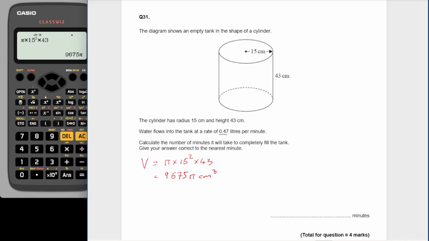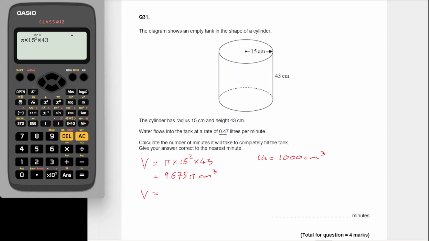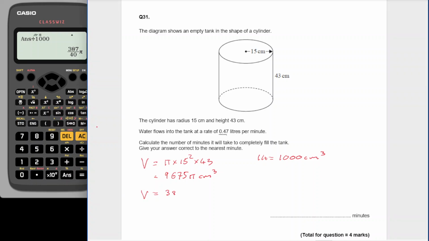Centimeters cubed. Right, the next thing I'm going to look at is 1 litre is equal to 1,000 centimeters cubed. So I'm going to convert this into litres. So the volume is equal to that answer divided by 1,000. So it's 387 over 40 lots of pi litres.